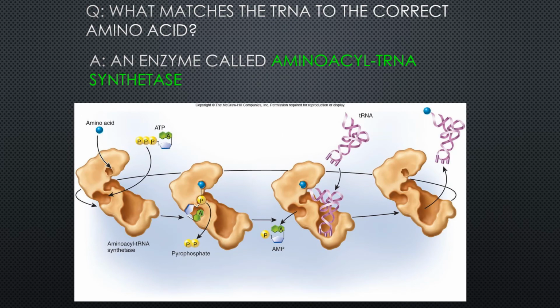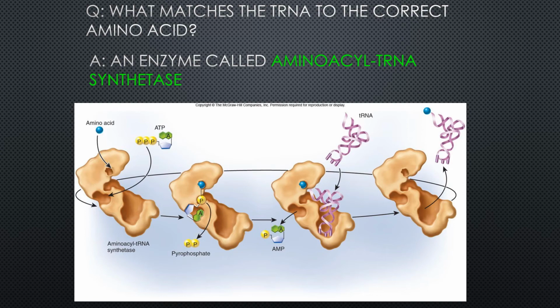Okay, so if these tRNAs are in the cytoplasm and they have to bring an amino acid over to the messenger RNA, what makes sure that the tRNA is attached to the correct amino acid? Well, that is the role of what we call aminoacyl tRNA synthetase. I know that's a mouthful, but it's an enzyme that makes sure that the amino acid is correctly placed with the right tRNA. And that is a process that involves ATP, as you might expect.